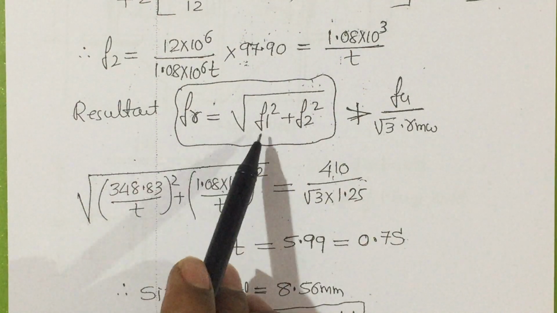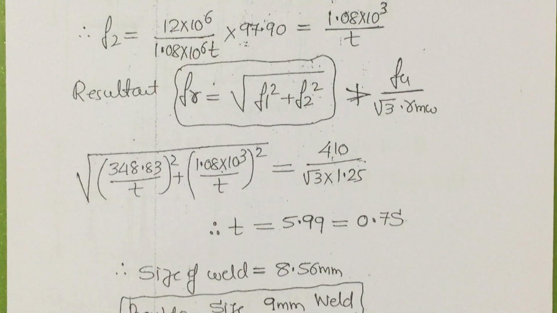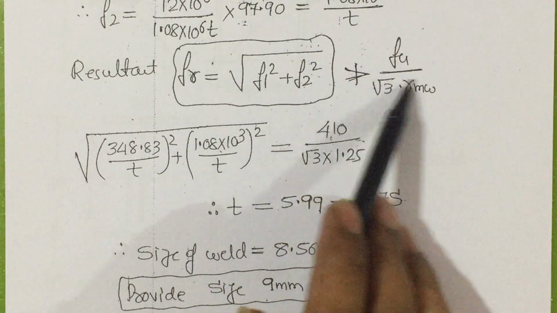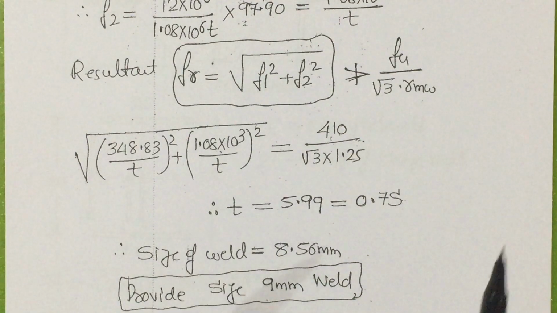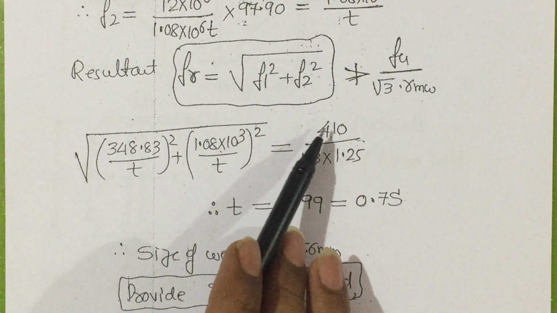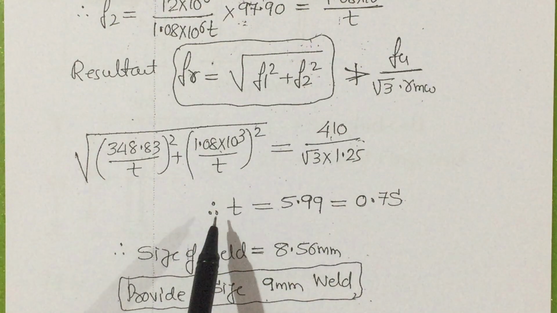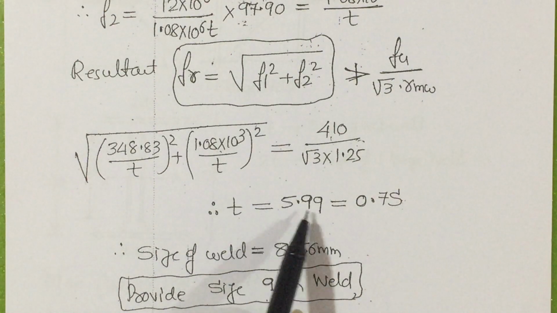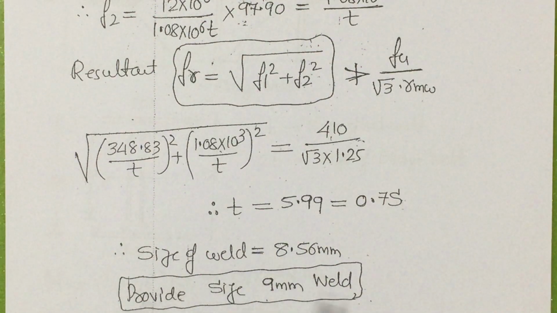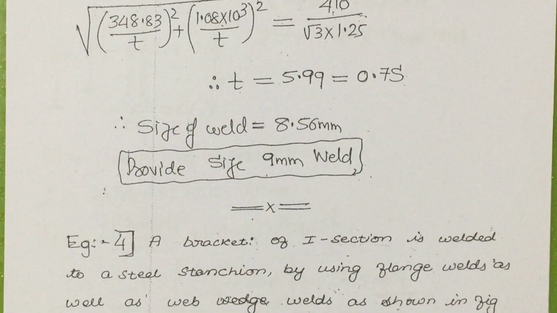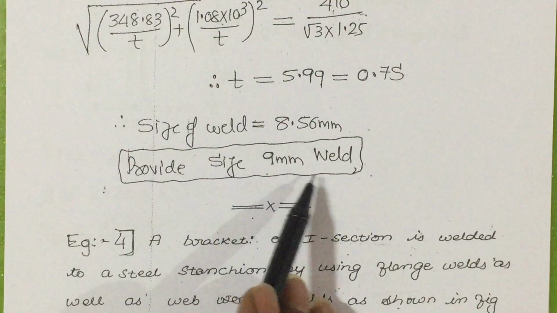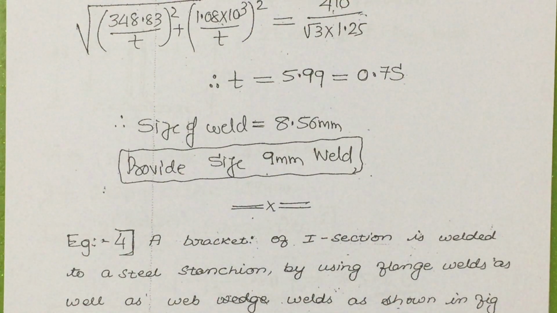Then the resultant Fr is equal to square root of F1 square plus F2 square. That should not be greater than Fu divided by root 3 gamma mw. Substitute the values, Fu and gamma mw are constant values. You are going to get T as 5.99. We know that T is equal to 0.7 times S, therefore S is equal to 8.56 mm. So the provided size is rounded off to the higher number, 9 mm weld.